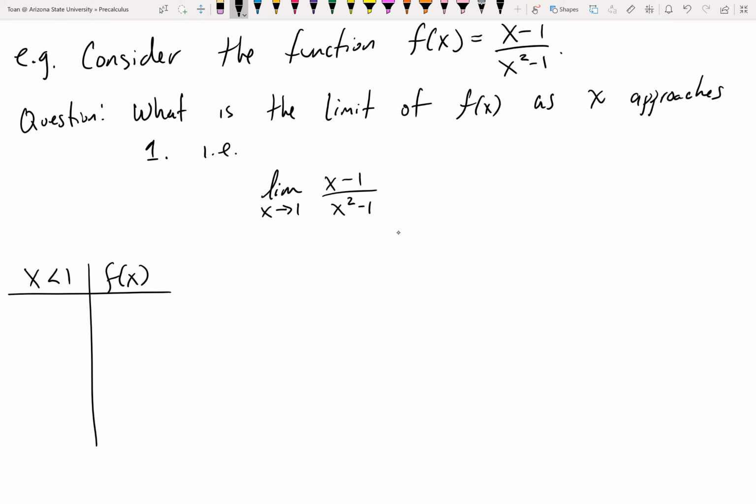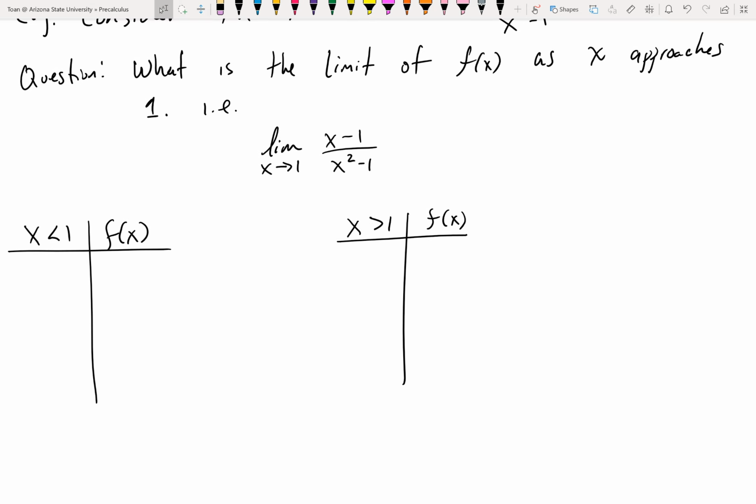And let's do x values here, but they're greater than 1. And again, the idea is that I want to look at x values that are close to the one that we're interested in, in this case, close to 1. So x is less than 1. Technically, -5 is less than 1, but it doesn't really give me a lot of evidence to the behavior of the function around x equals 1. So we really want to choose numbers that are really close to 1.